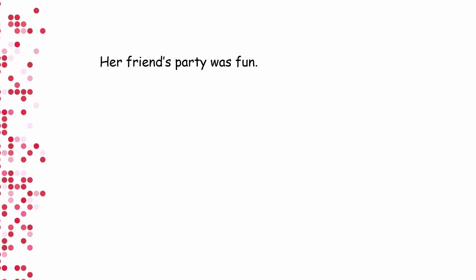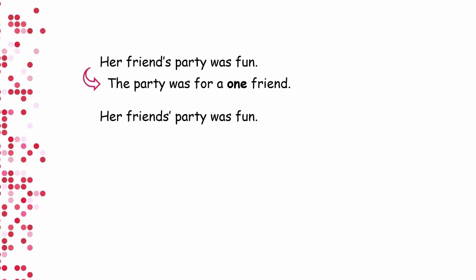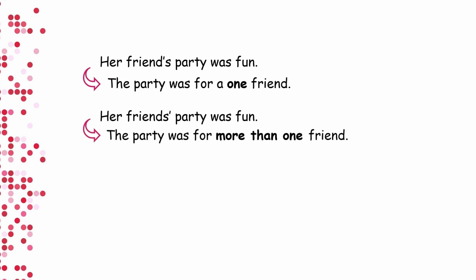So let's do these examples together. The sentence says, her friend's party was fun. This one says, her friends' party was fun. So what is the difference between the two sentences? In the first sentence, the party was for one friend. We see this because the apostrophe comes before the S. So we have apostrophe S. In the second sentence, the party was for more than one friend. We see this because the apostrophe comes after the S.